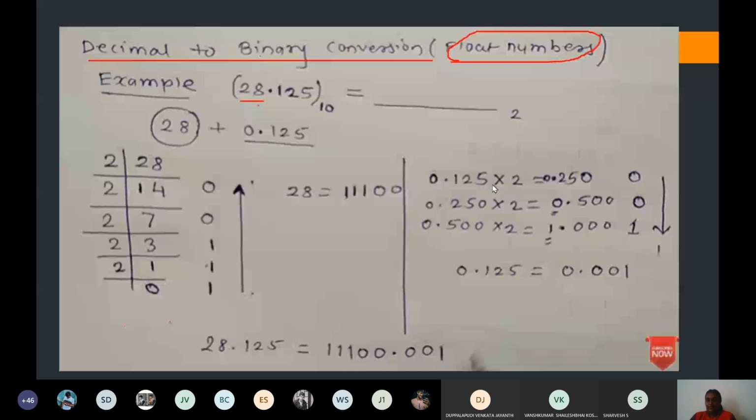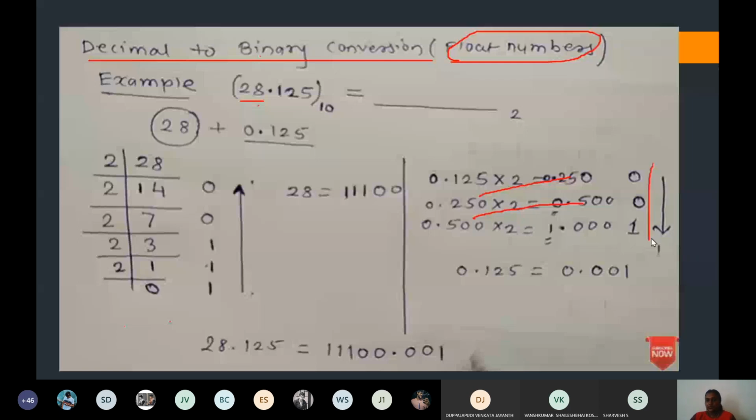I have to multiply by 2 and I have to get the value. Again, this value has to be multiplied by 2 and I will get the value. Again, I have to multiply this by 2 and I will get the value. But the only thing is, instead of bottom to top, you will write it from top to bottom.